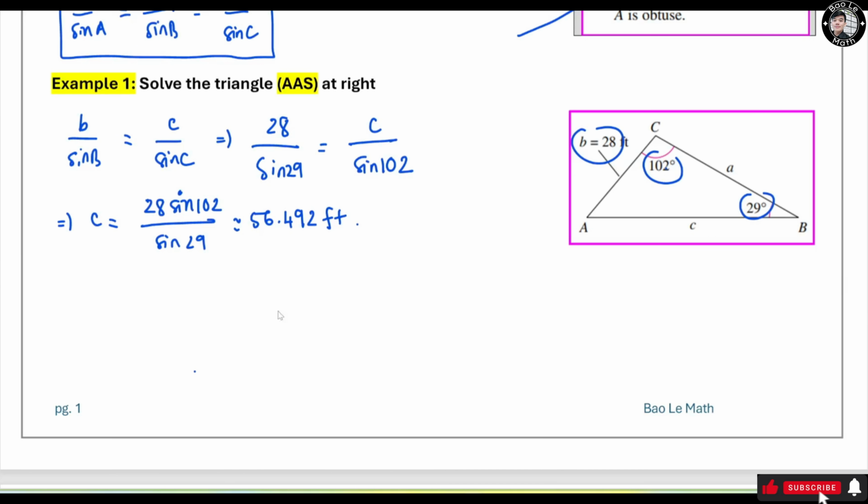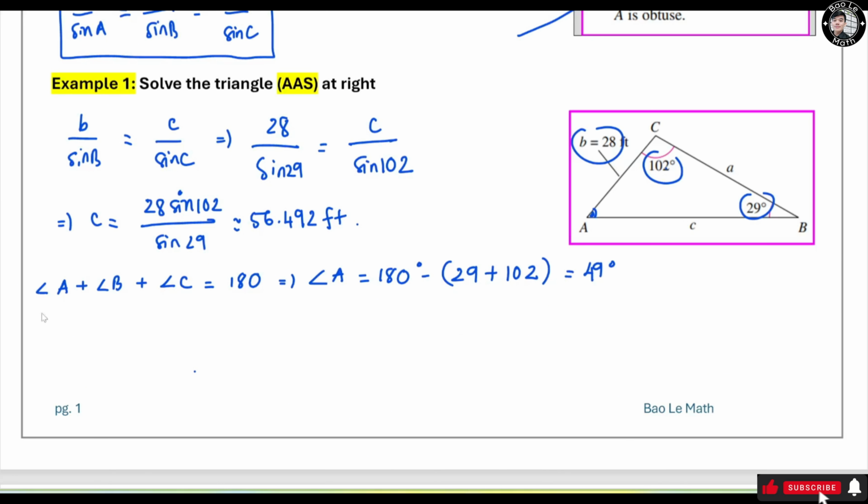56.492. Now we need to solve for A. In order to solve for A, we need to find the angle A first. So we're going to use the triangle sum theorem. We have the measure of angle A plus the measure of angle B plus the measure of angle C equals 180. Then the measure of angle A equals 180 subtract the measure of angle B, which is 29, plus angle C, which is 102. So it's going to be 49 degrees.